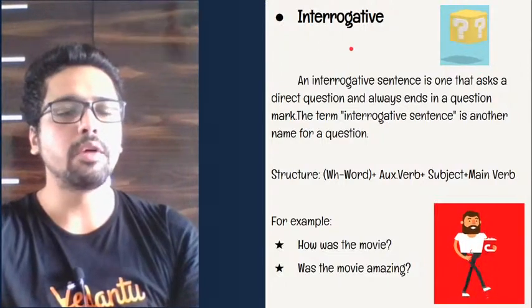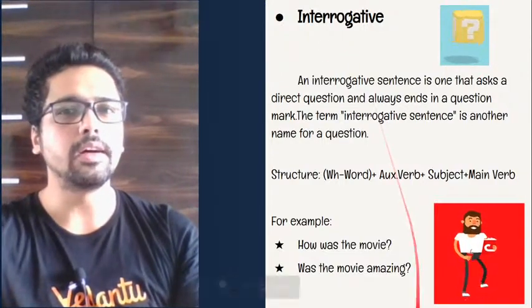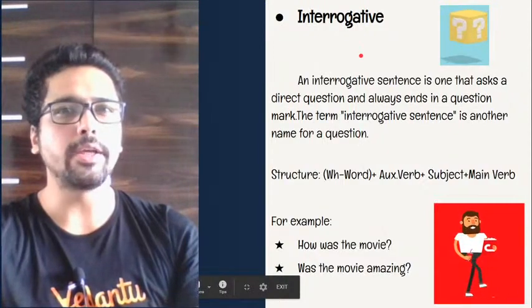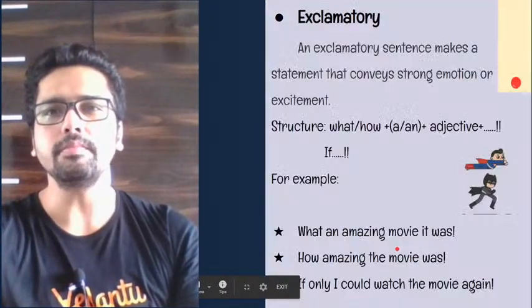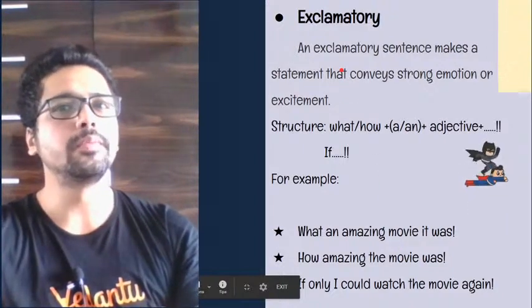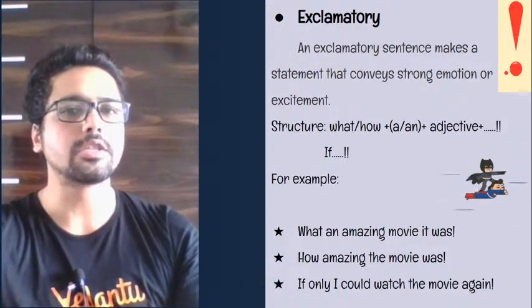Interrogative, as we all know, the word itself makes it very clear. We ask a question. So an interrogative sentence is basically a question. It ends with a question mark. Exclamatory, as we all know, we use an exclamatory mark here, the exclamation mark.